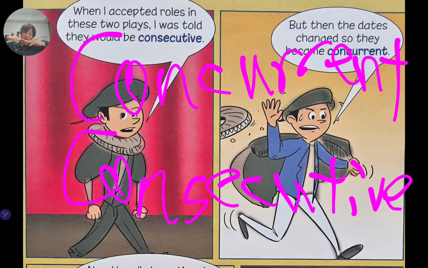This finishes, next is this. This finishes, next is this. That's consecutive. It's happening in an order. Nothing's overlapped. Here is the example.